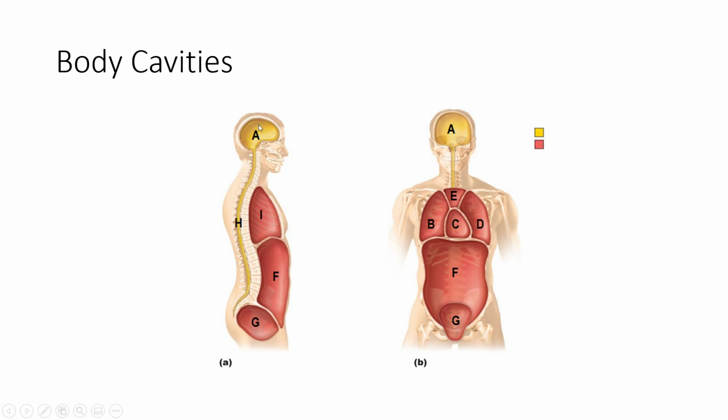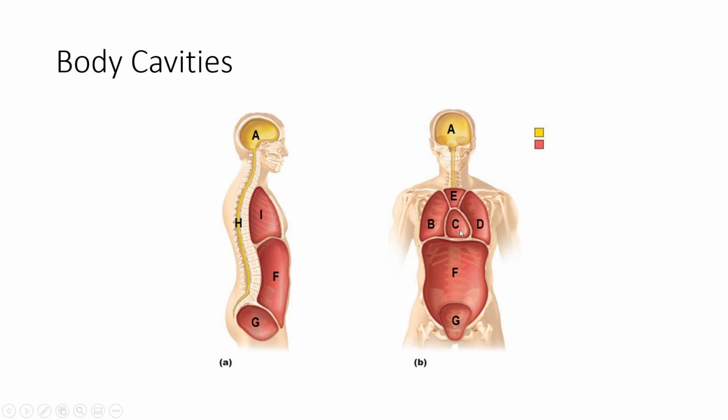We have letter A is up in the skull here. This is known as the cranial cavity. And the major organ inside of the cranial cavity would be the brain. If we go to letter B, B is over here. And remember, we have to refer to the left or right side of the patient. So this would actually be the right side of the patient. We would call this the right pleural cavity. So the right pleural cavity would house the right lung.